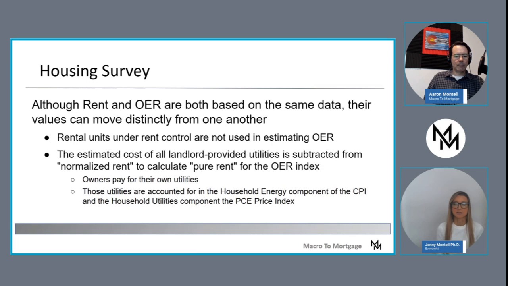Whereas when someone's renting a place, usually utilities are included in that rent number. And for homeowners, the price of those utilities is accounted for in the household energy component of the CPI and the household utilities component of the PCE price index. So they're just included outside of shelter for homeowners.